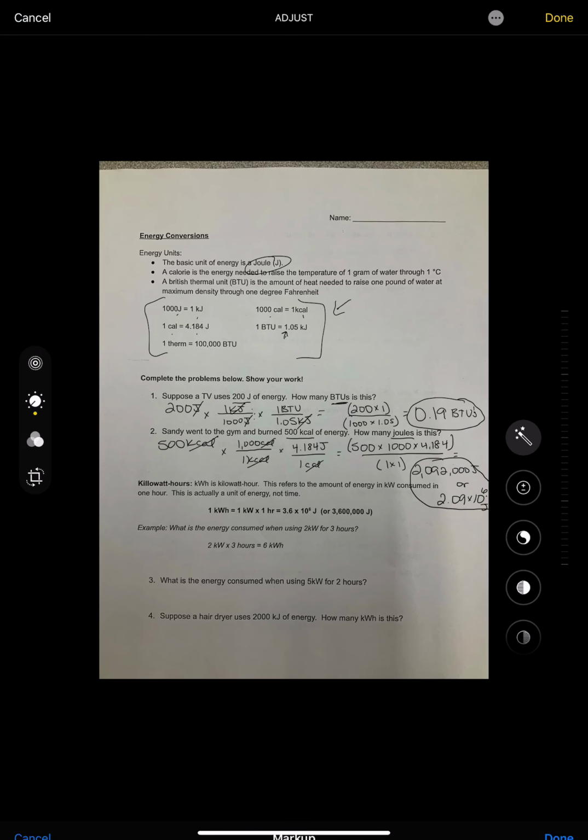Let me pause it there. Okay. Sorry, it quit letting me write on it.